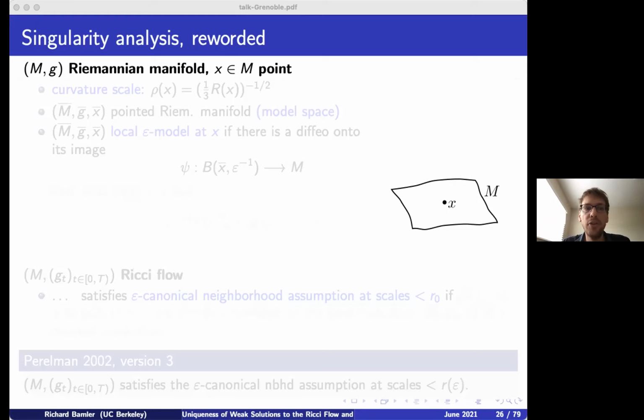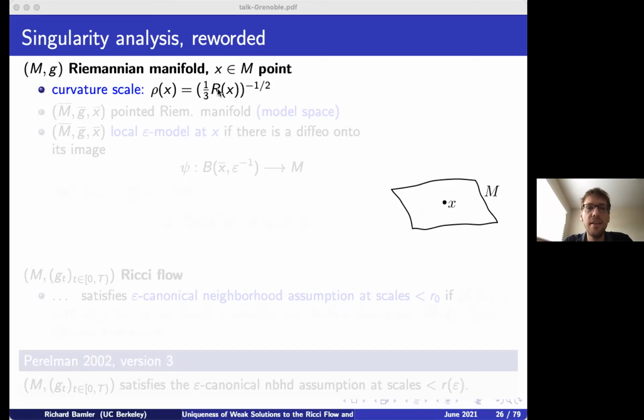Right, so let me just revert what we've done. And I'm going to introduce a new concept here. So let me just take a Riemannian manifold, M, g. I'll try to draw this here. It's M. And I'll take a point X on M. Okay? So think of this as the time slice of some Ricci flow. And so what I'm going to define now is the curvature scale rho at this point.